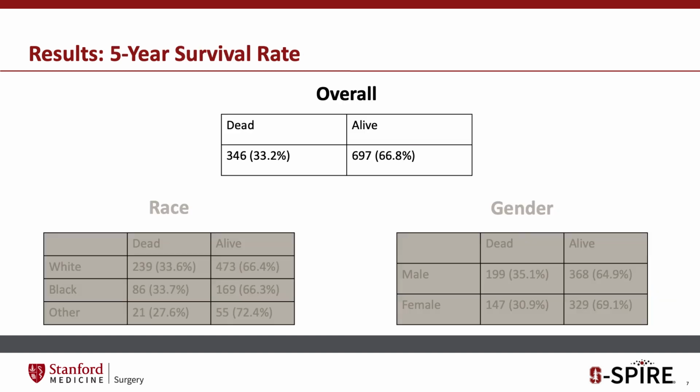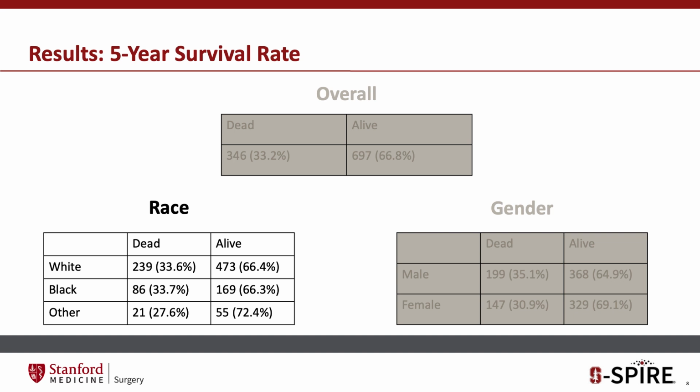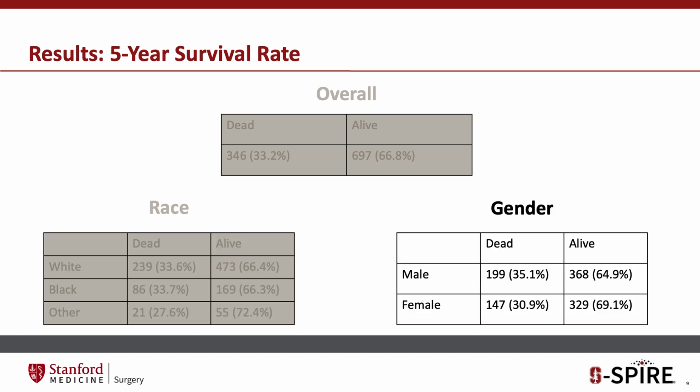So these tables represent the 5-year survival rate for our respondents. 66% of our cohort were alive at the end of 5 years, which is pretty well aligned with known studies for stage 3 colorectal cancer. When looking at race, 66% of both Black and white respondents were alive at 5 years, and 72% of others. Lastly, looking at gender, 64% of males and 69% of females were alive at the 5-year mark.